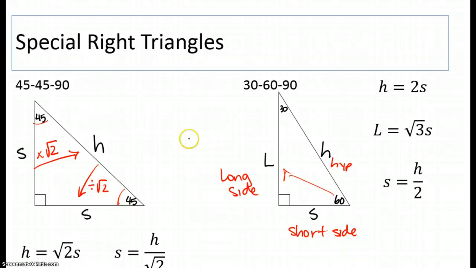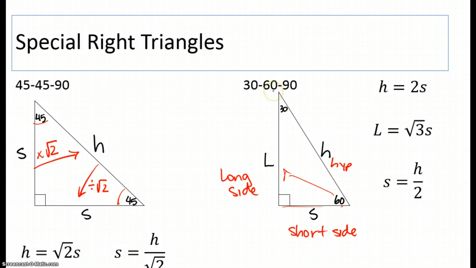If we start with the side length S, which is opposite the 30-degree angle, the hypotenuse is twice that length. So the hypotenuse is 2 times the short side. The long side is the short side times root 3. So remember, you're making the short side longer if you're going to the long side. So multiply that by root 3.